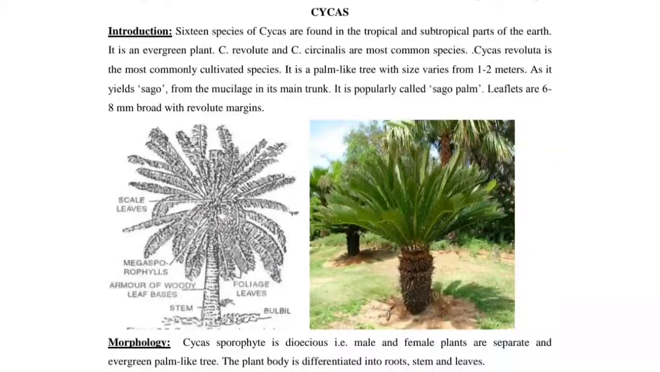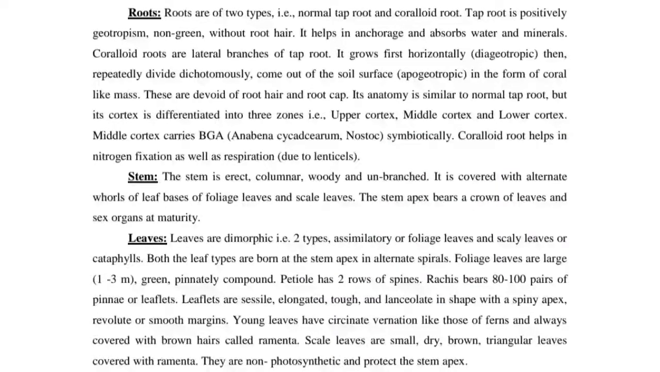The plant body is differentiated into roots, stem and leaves. Roots are of two types, i.e. normal taproot and coralloid root. Taproot is positively geotropic, non-green, without root hair. It helps in anchorage and absorbs water and minerals.